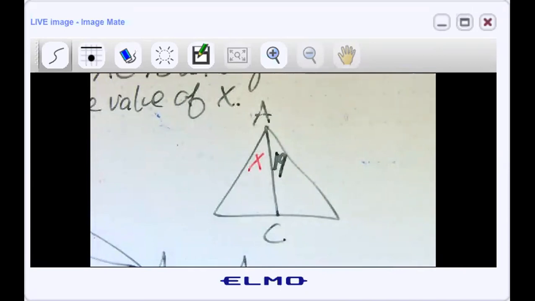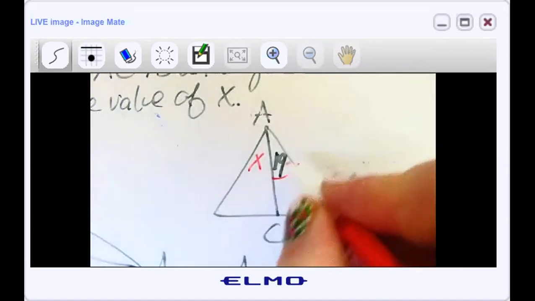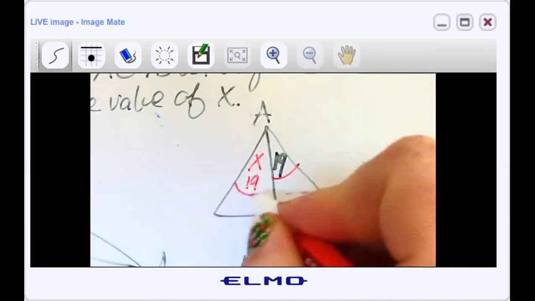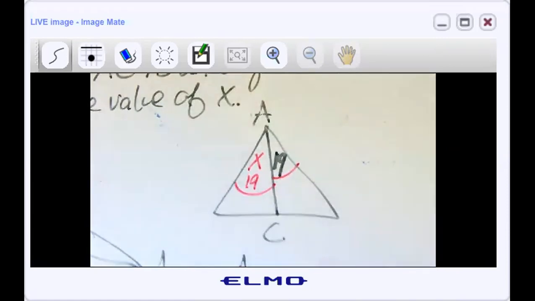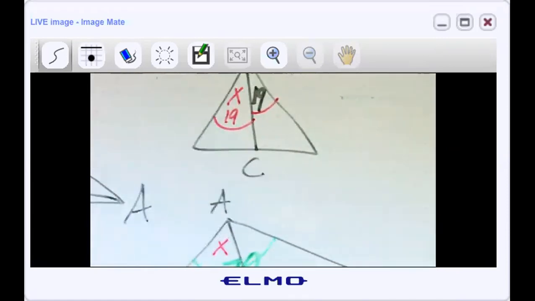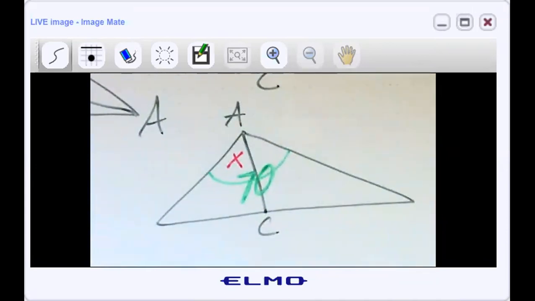Would it be 19? Yeah, if this one's 19, this one's 19. Perfect. Angle bisectors, they've got to be equal. Now, though, things change a little bit in my third triangle. You still have an angle bisector, but now what is the value of x? Kira, how about you?